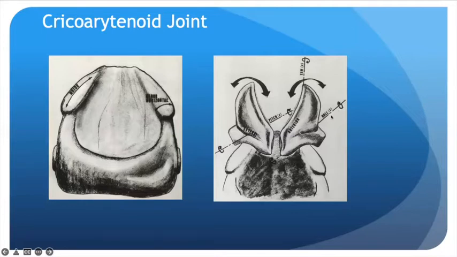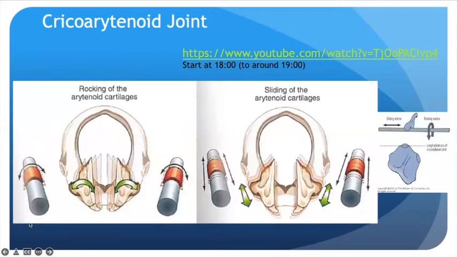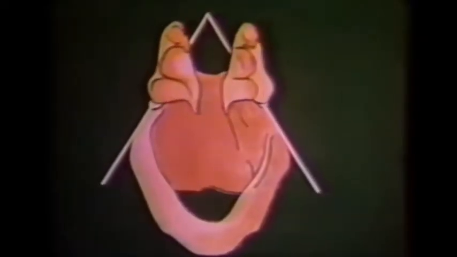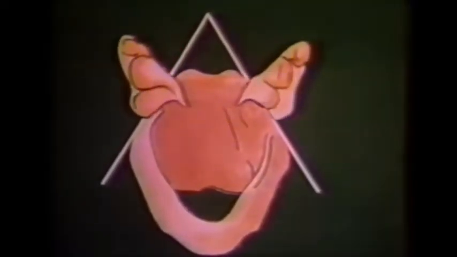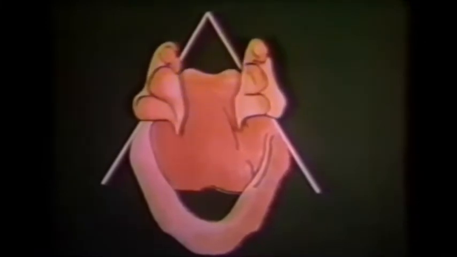And they may have a little bit of roll, kind of rotation around this axis here, but not much, if any. So the primary motions of the arytenoids on the cricoid via the cricoarytenoid joint is to rock, which is referred to as pitch, and then slide. So there's the rocking, and there's the sliding.